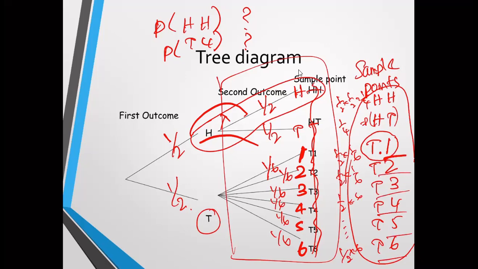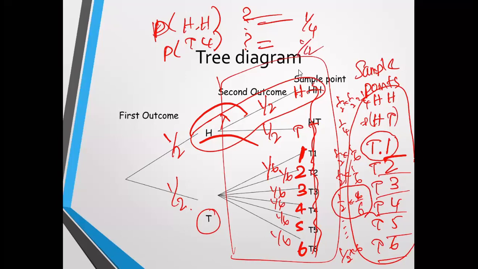Understand? So, now tell me, what is the probability of getting H comma H or H and H? What is this probability? That's going to be 1 over 4. Probability of getting T4. What is that probability? T4. The corresponding probability is what? Half times 1 over 6. That is 1 over 12.